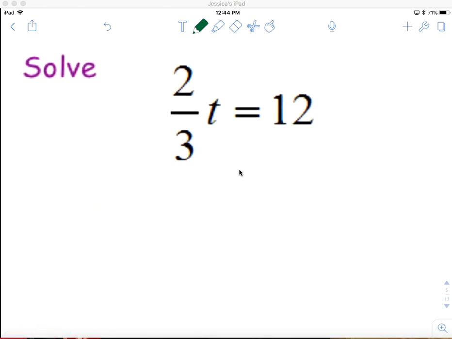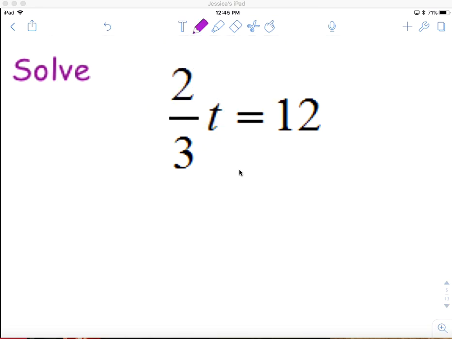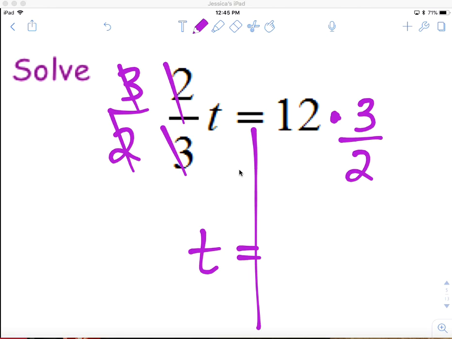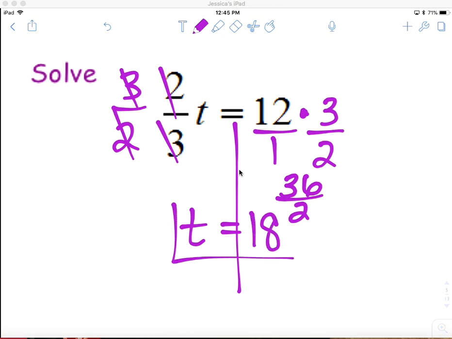This next one is very similar. I'm going to use the reciprocal method here. The reciprocal of 2/3 is 3/2, so I'm going to multiply both sides by 3 over 2. When I do that, 3 over 3 and 2 over 2 cancel on the left, and on the right, 12 is the same thing as 12 over 1. 12 times 3 is 36, 1 times 2 is 2, and 36 over 2 simplifies to 18.